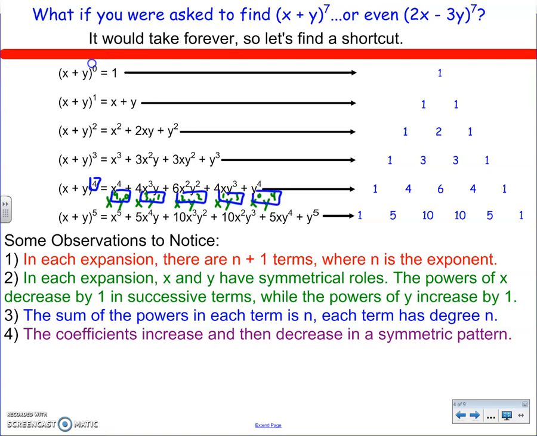And then last, the coefficients increase and then decrease in a symmetric pattern. So that's what this area is over here. Notice the first term just has a single 1. The next has 2 terms, but they both have a leading coefficient of 1 and 1. That's why it's 1, 1. Then it goes 1, 2, 1. It goes 1, 3, 3, 1. Same for 1, 4, 6, 4, 1. 1, 5, 10, 10, 5, 1, and so on. That's actually very important.